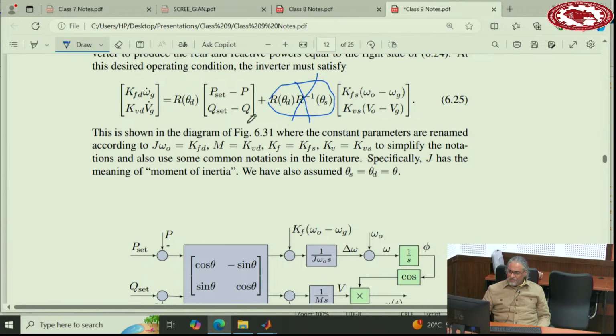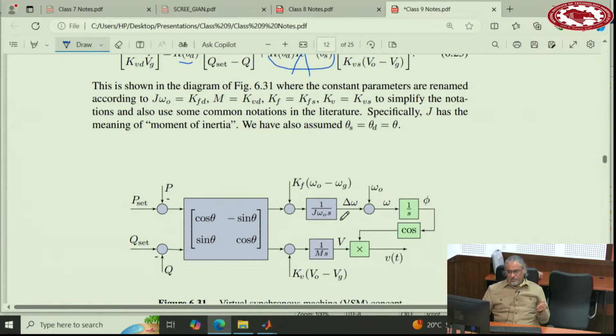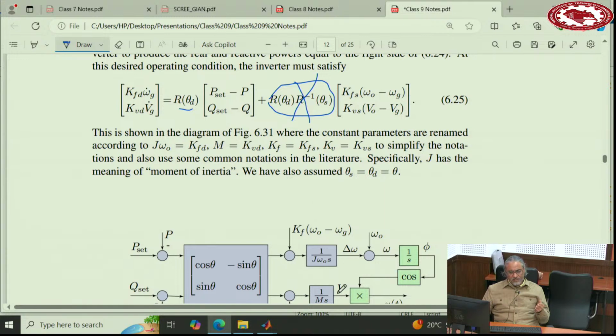And now, what does this mean? This means if my inverter implements these equations in its structure, it will be grid supportive. So what I do, I take P set and P, subtract them, Q set and Q, subtract them, pass through this matrix, plus this one and this one, and then integrate them. So divide by KFD, divide by KVD, and then I use the terminology that people in VSM use: 1 over J omega S and 1 over M. If you integrate them, one gives you frequency, one gives you magnitude.